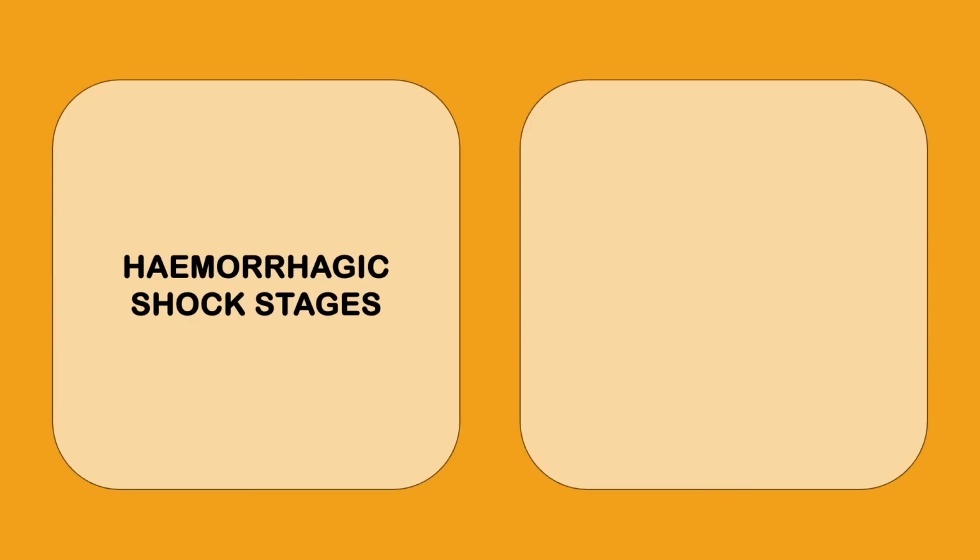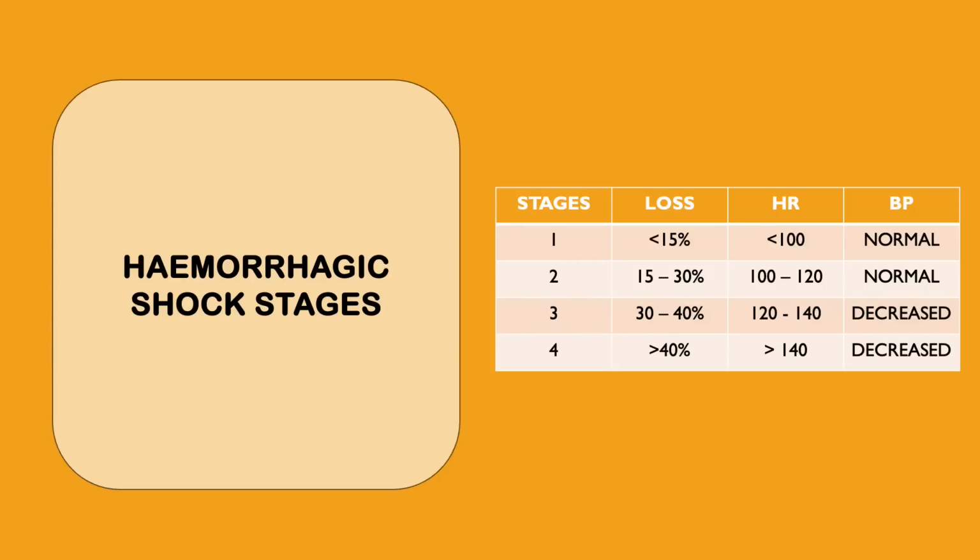Hemorrhagic shock stages. We need to know the 4 stages of hemorrhagic shock. Stage 1, 2, 3 and 4. Stage 1 is less than 15% of blood loss. Stage 2 is 15 to 30% of blood loss. Stage 3 is 30 to 40% of blood loss. And stage 4 is more than 40% of blood loss.